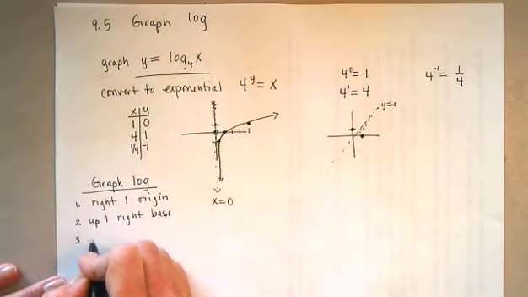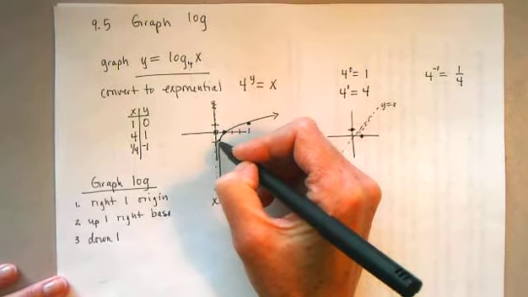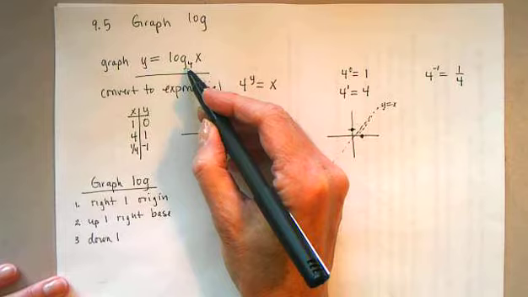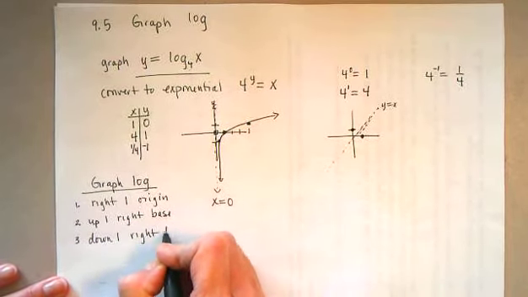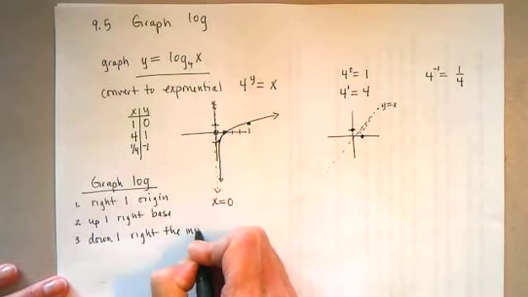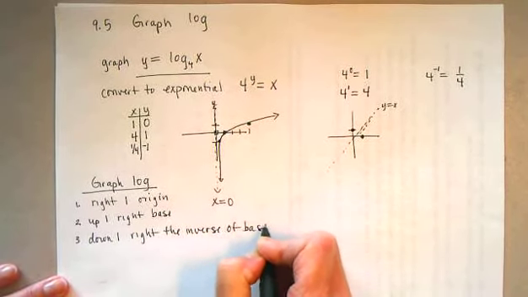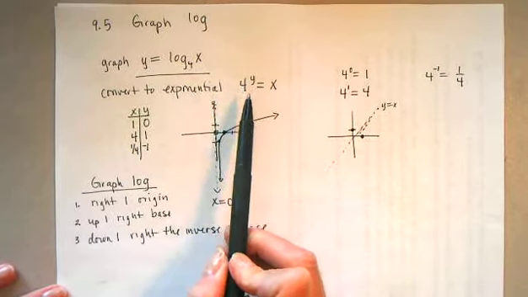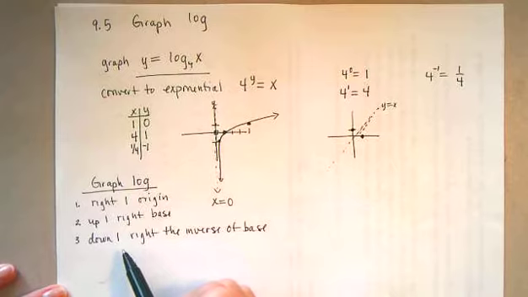If you go down 1, what did we do? We went down 1. Look, we did 1/4, which is the inverse of the base. So if I go down 1, I go right the inverse of the base. Okay, so now we don't have to convert to exponential, plot points. We can just use those 3 rules and graph.